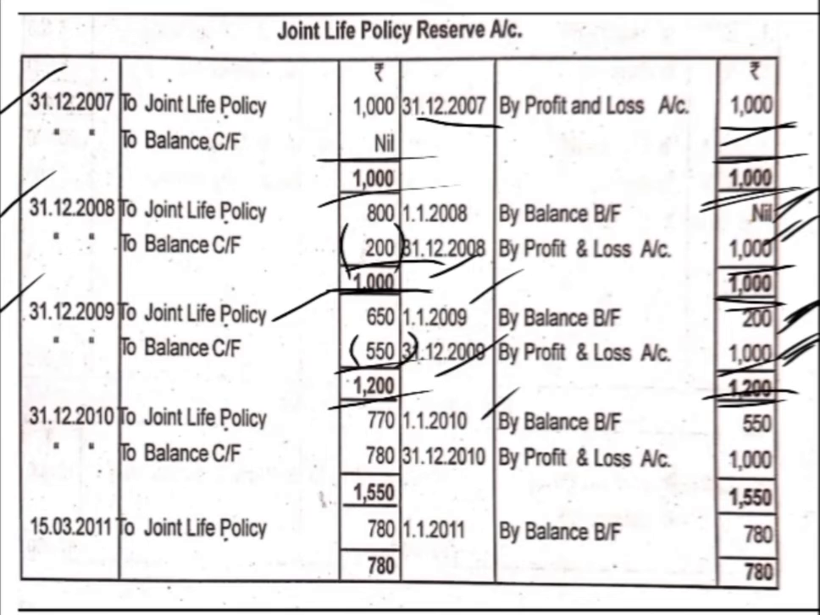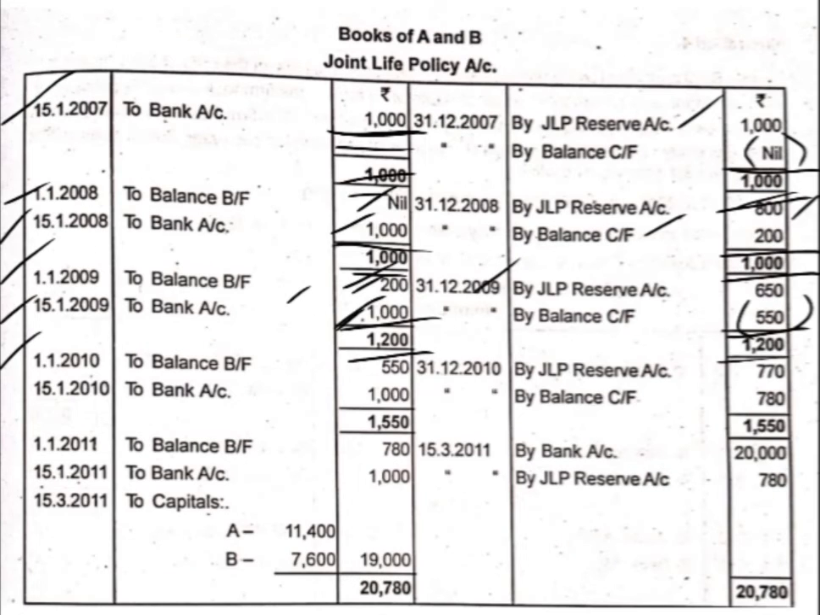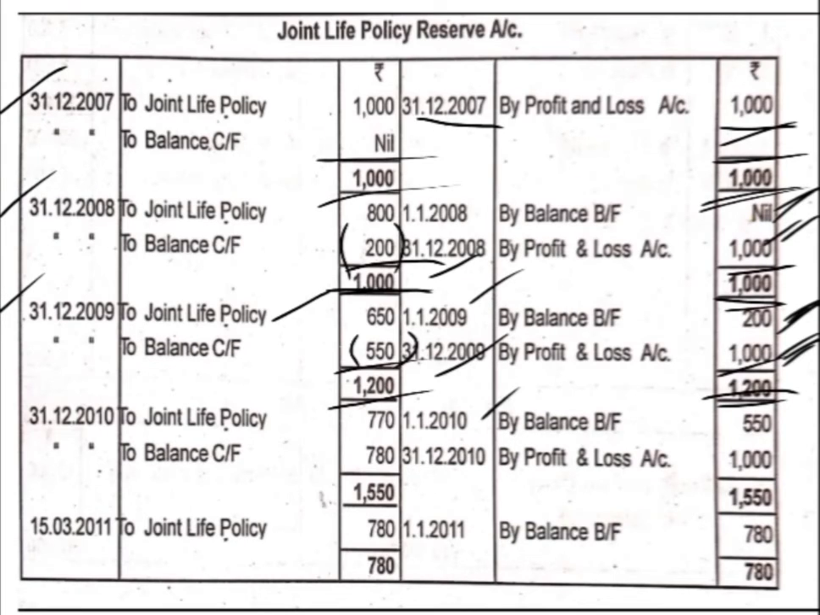Okay, again in the year 2010 also, the policy has not matured, so we are again going to write the first set of entries. The first entry is for making the payment of the fourth annual premium on 15/1/2010, to bank account, amount is 1000. Then two more entries at the end of that year, that is on 31st 12 2010, for making the appropriation of profit by profit and loss account.